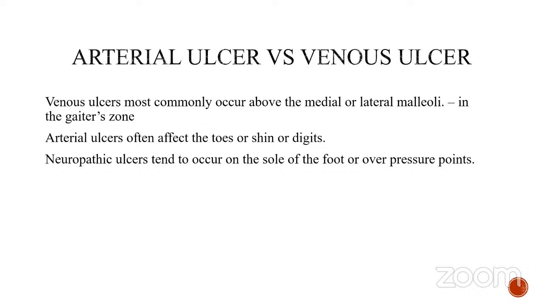Third, neuropathic ulcer has a tendency to occur on the sole of the foot, especially on the pressure points. So this is how we can differentiate between arterial, venous, and neuropathic ulcers.